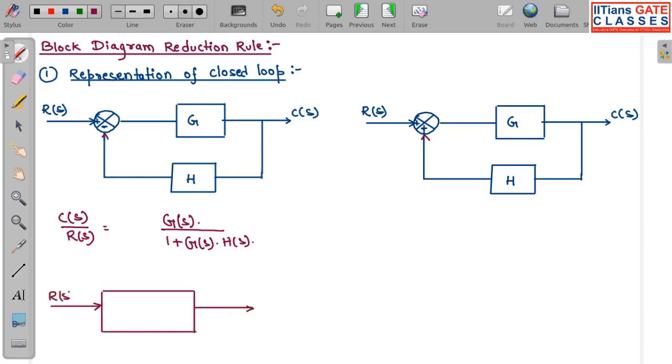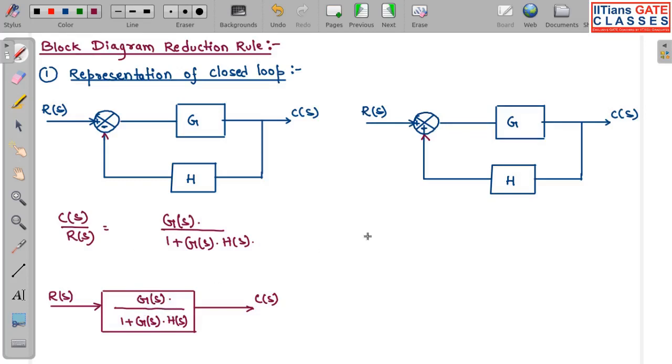So this is R(s), this is C(s). So this will be what? G(s) by 1 plus G(s)H(s). So I can replace this whole diagram or this whole system by a single block which has a transfer function something like this. So this basically implies that this is a negative feedback system.